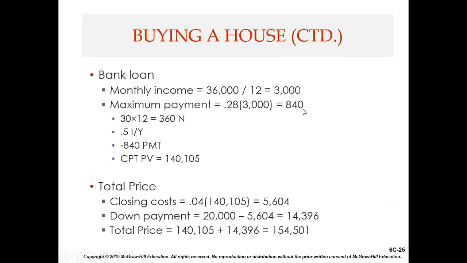So again, now we've got to change our present value computation. How much would the bank be willing to loan you if your monthly income is only $3,000, which is more realistic? And it's still 360 because you're still going to have 360 payments on your loan. The interest rate is still at 0.5, but now the payment went from 10,080 down to 840. We're going to go back up to the present value and solve for it. The most the bank will loan you is $140,104 or 105 because they round it.